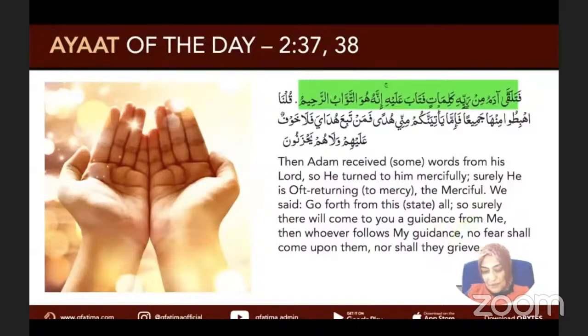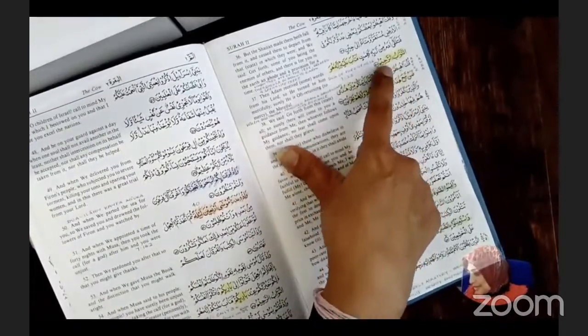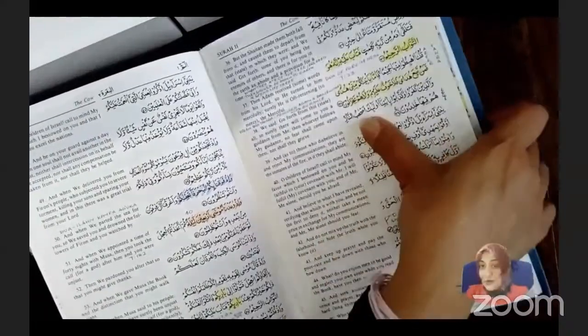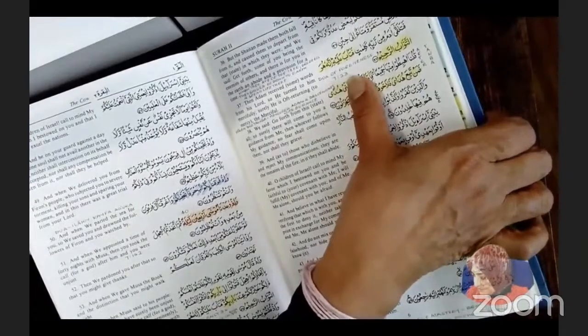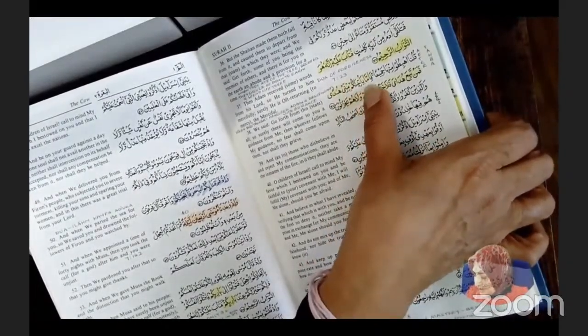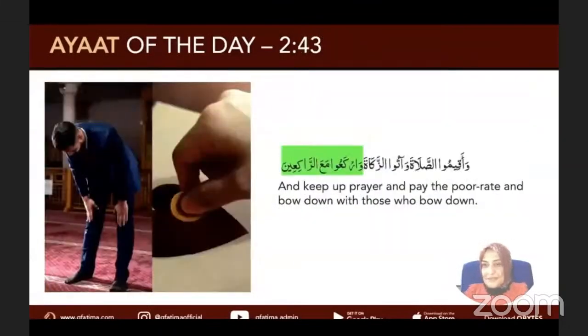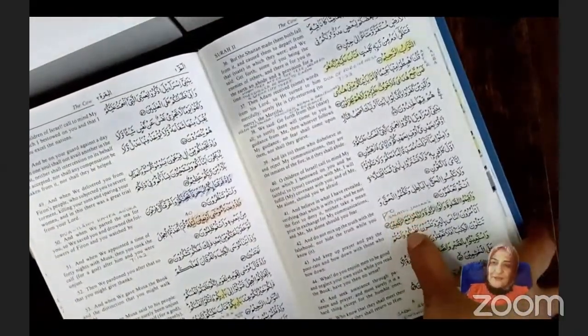So what I've highlighted, and I'll go back into it to you again, is Fataba alayhi innahu huwa tawwabur rahim. Okay, so in the dua of forgiveness you will find in Surah Al-A'raf, ayah 23. Let's look at the next ayah, and I'll go back towards it so you can highlight it. So the next ayah I've got is ayah 43. And here, we'll go back to this so you can see. It's the ayah for Salatul Jama'ah.